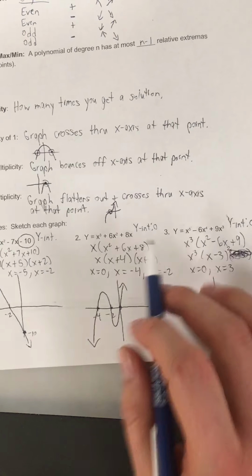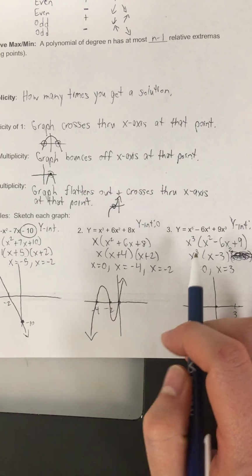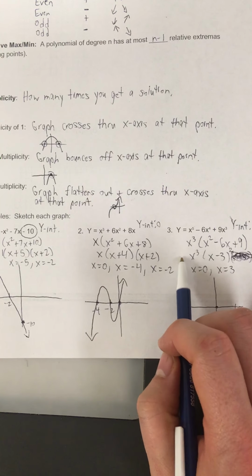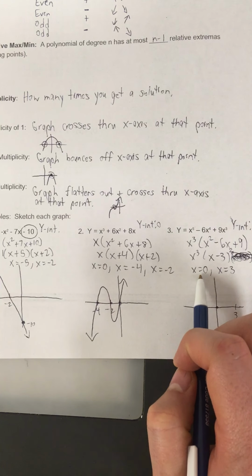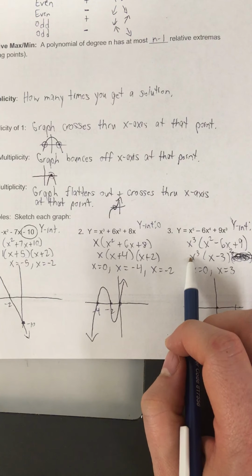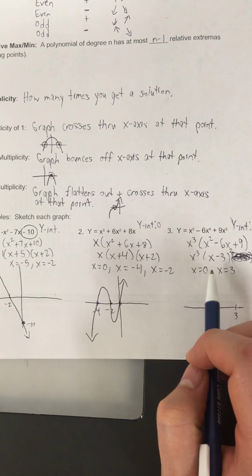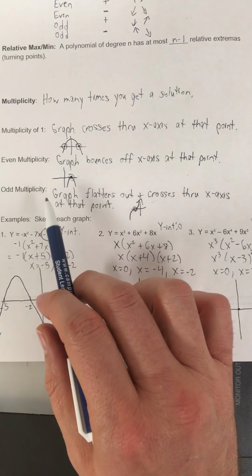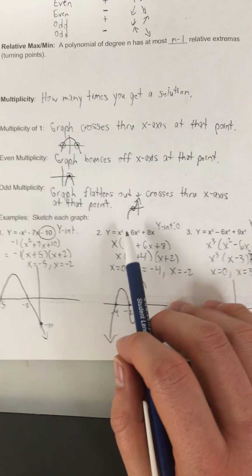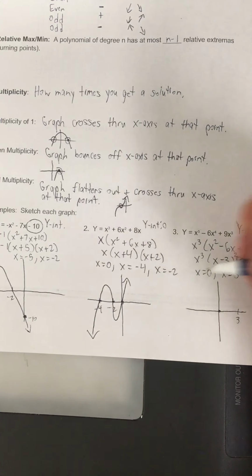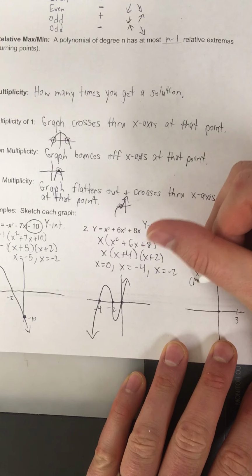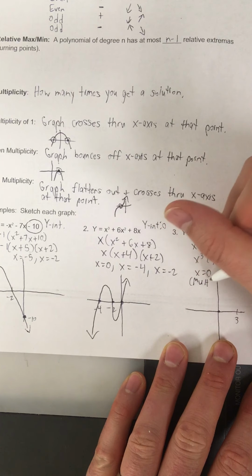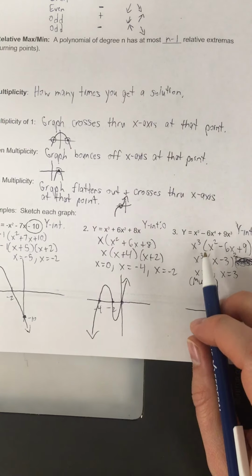This is where that multiplicity comes in. Since this is x to the 3rd, this is like x times x times x. I'm not getting x equals 0 one time; I'm getting x equals 0 3 different times. That's odd multiplicity. So this one is x equals 0 with a multiplicity of 3 because of that exponent.